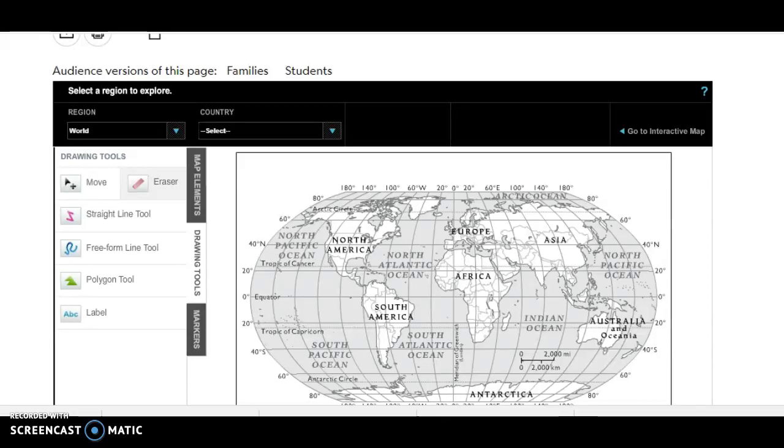So we are on National Geographic Society's interactive map and map making tool device. It's a really cool website, and we're going to learn a little bit about latitude and longitude today. The map that we have on display here is a map of the world. But you'll notice that it's not round.